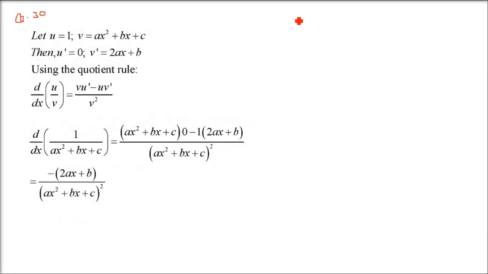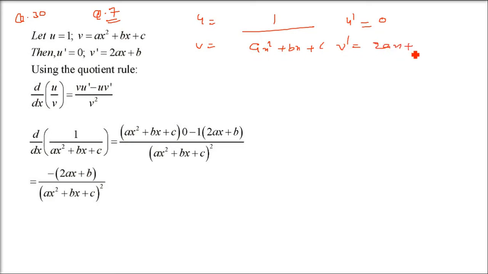Question number 30 we are taking. This is 1 by (ax² + bx + c). This is question number 7, a true copy. It is also repeated. Again, I don't know why, but it is repeated. u' will be 0 and v' will be 2ax + b.